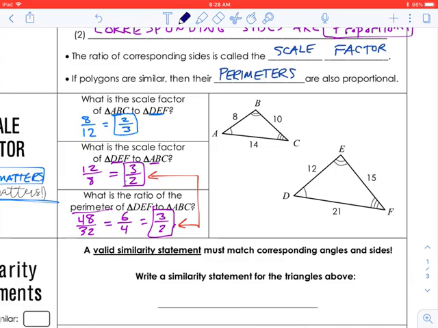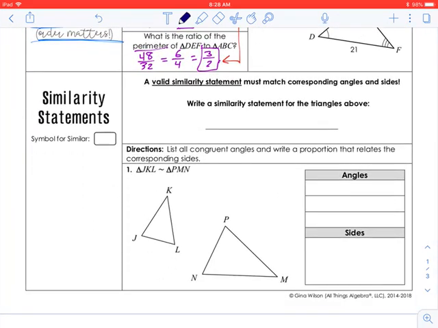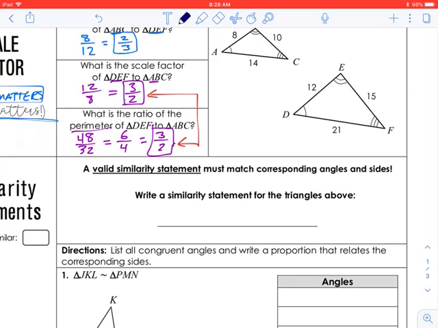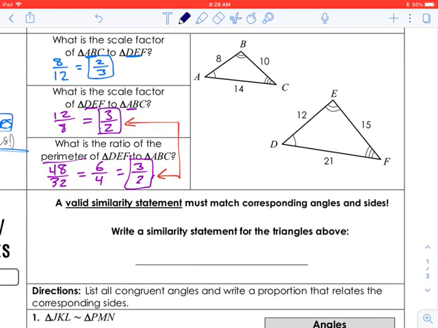All right, so let's look at the next one here. It says the valid similarity statement must match corresponding angles and sides. Write a similarity statement for the triangles above. So in that case, the similarity statement could be triangle ABC is similar to triangle DEF.